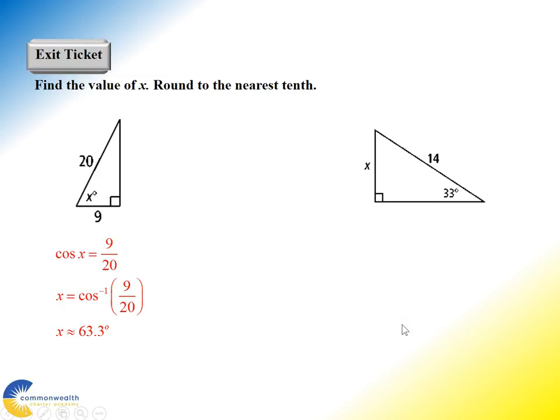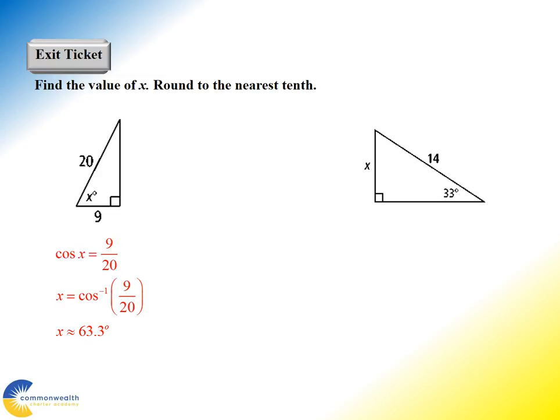For this circumstance, x is now a side. No units are given, but I can't use the Pythagorean theorem to figure this out because I only know one side of the right triangle right now, the hypotenuse being 14 units long. So I'm going to need to set up a trig function again.